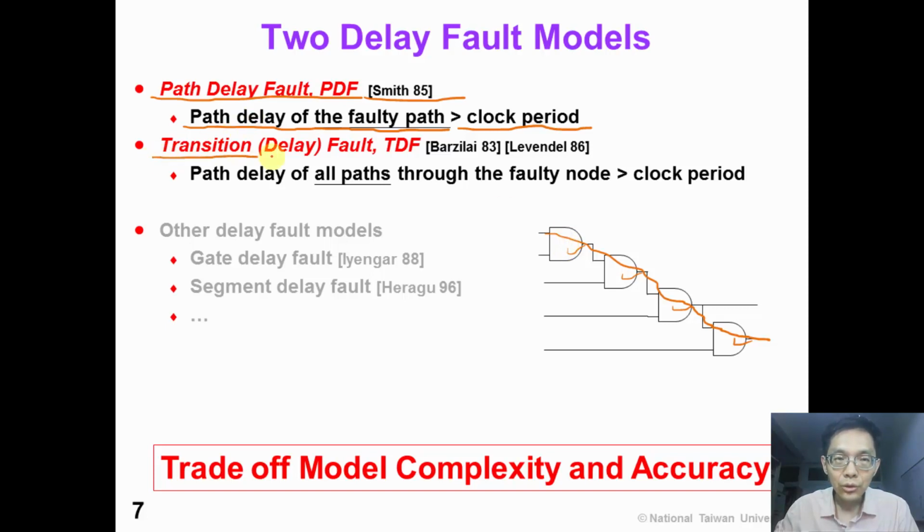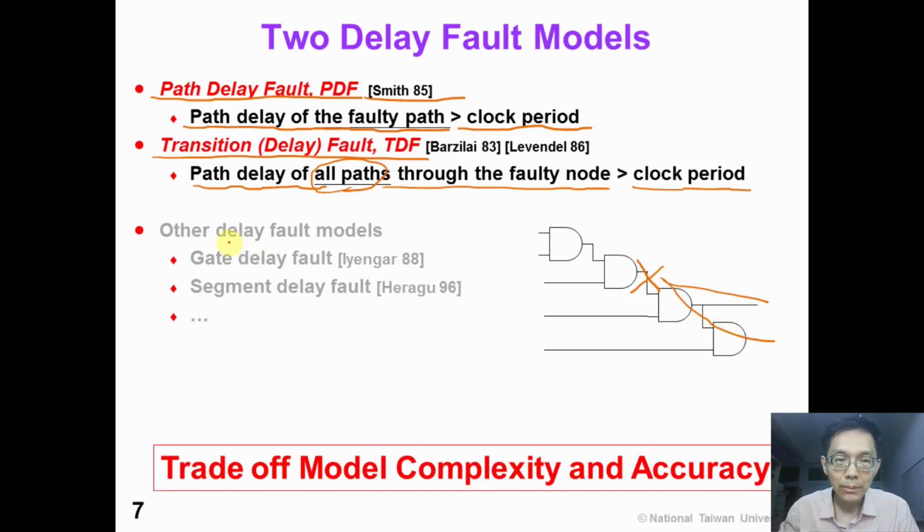On the other hand, the transition delay fault model, or TDF, assumes that the path delay of all paths through the faulty node is larger than the clock period. So, in the transition delay fault model, we do not consider the path. Assume that this is the faulty node. No matter which path you propagate to the output, the fault can be detected.